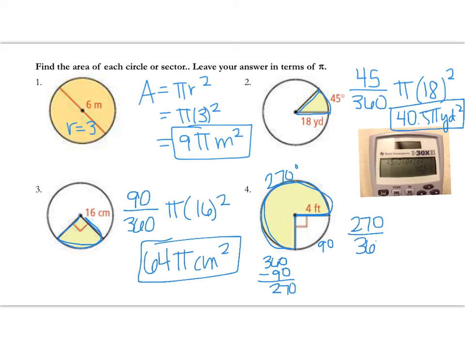It's 270 over 360 times pi times the radius, which is 4 squared. I type that in and I get 12 pi. Okay?